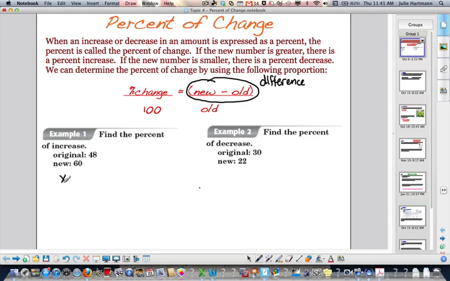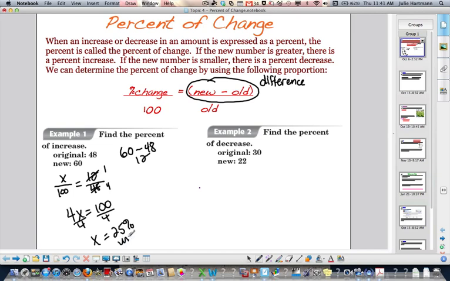Percent is what we don't know, percent over 100. Now we need the difference. New minus old, that is 12. So our difference is going to be 12 over our old, which is your original, 12 over 48. To solve this one, I'm going to reduce. I know 12 goes into 48 evenly, that's 4 times. So when I cross multiply, 4x equals 100. Divide by 4, x equals 25% increase.